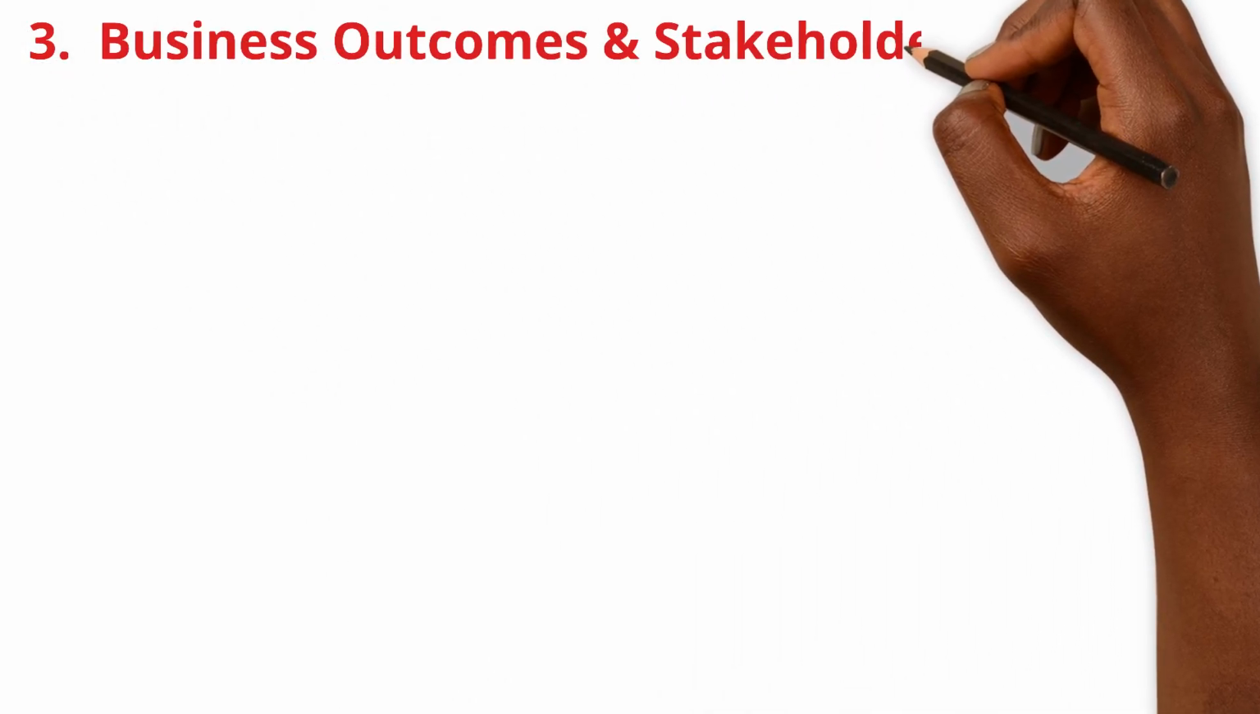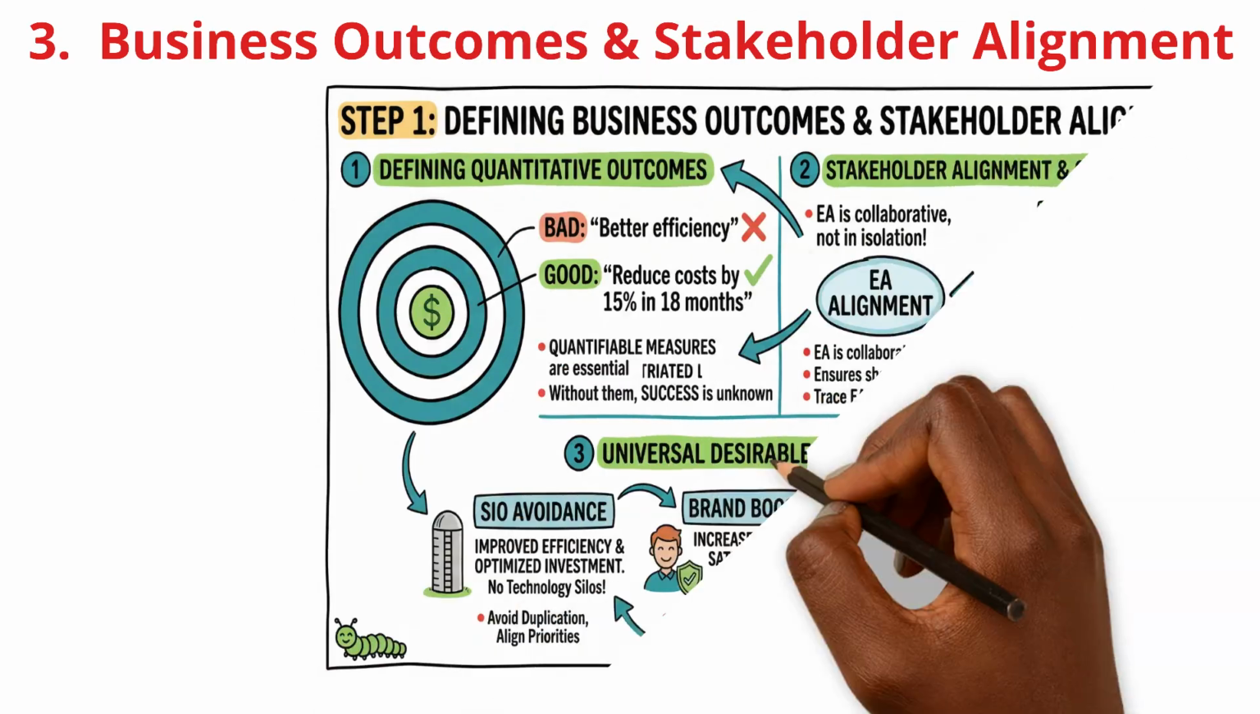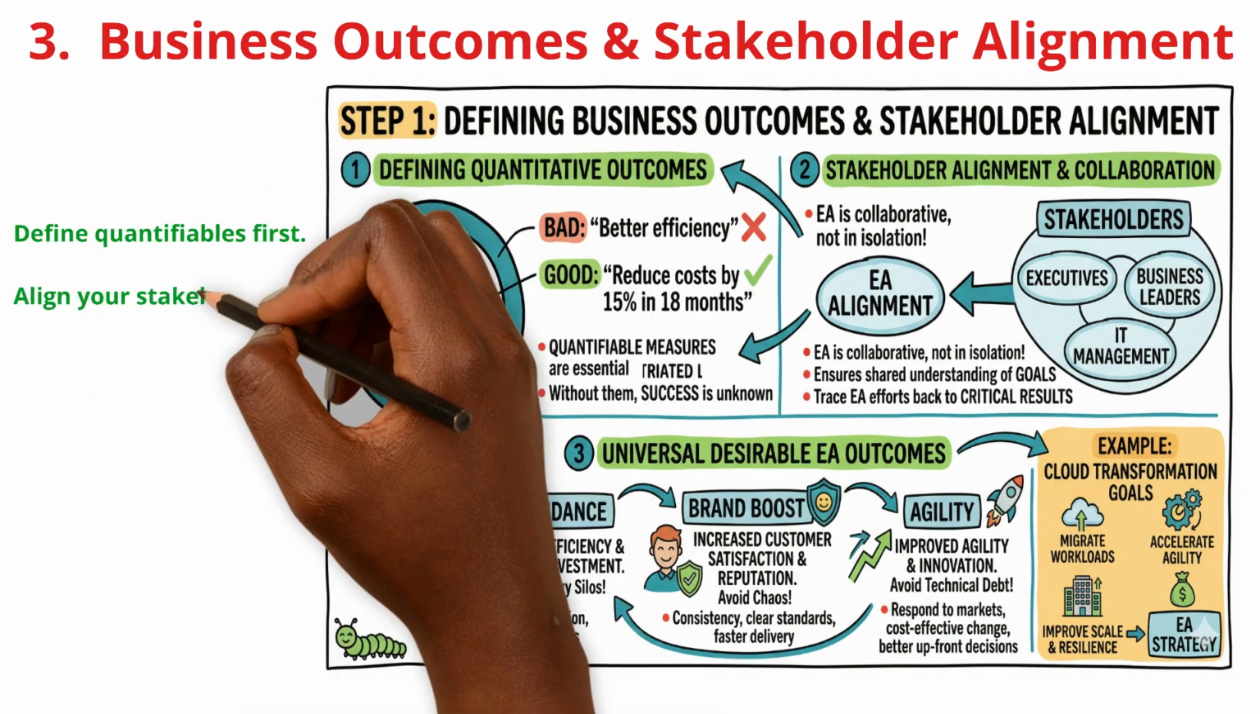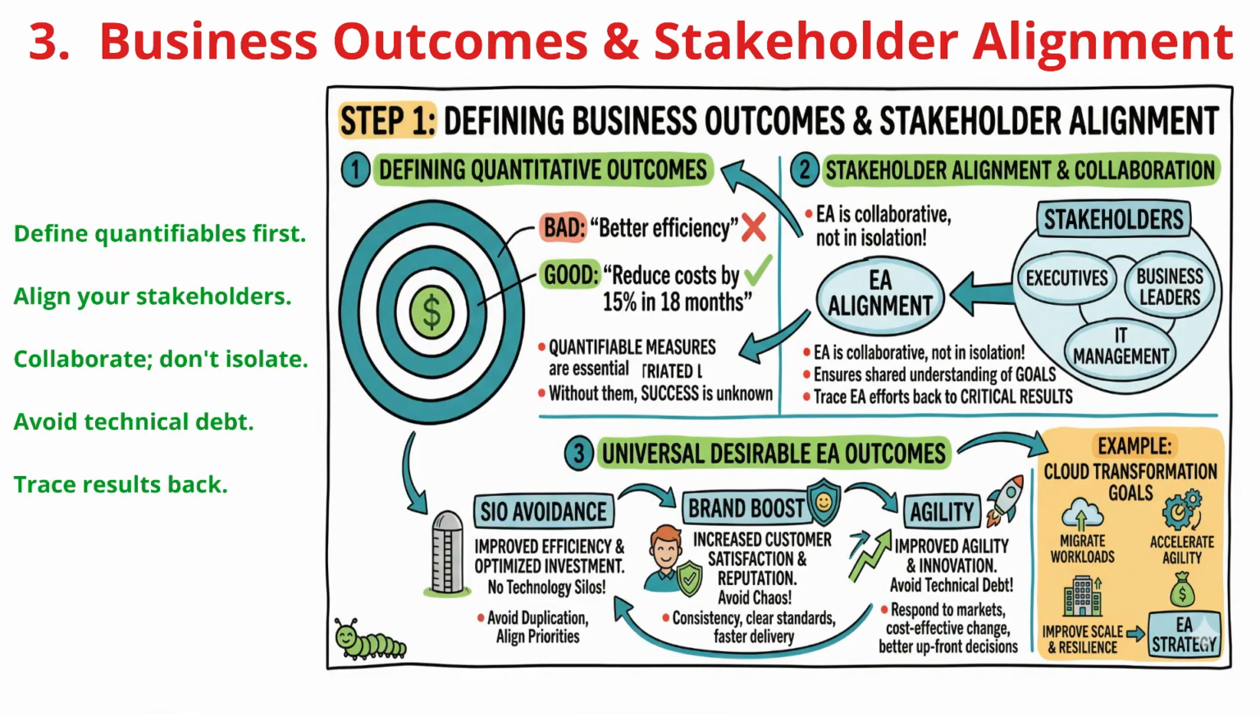Step 1 of our framework is where the magic really starts, defining business outcomes and aligning stakeholders. We cannot emphasize this enough. These outcomes must be quantitative. Forget vague notions like better efficiency. You need a real number, like reducing costs by 15% within 18 months. Without a hard metric, how will you know if your new architecture has succeeded?